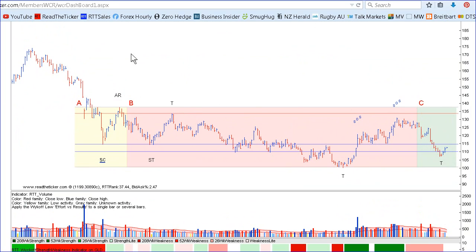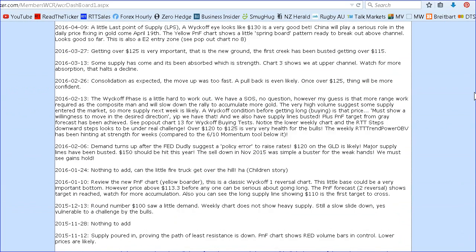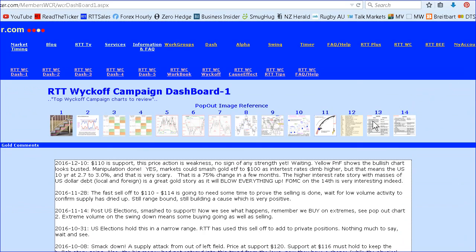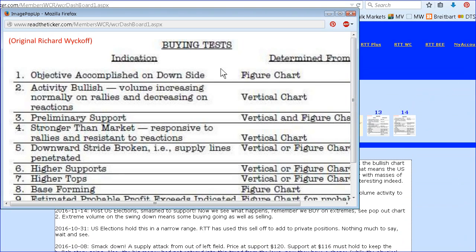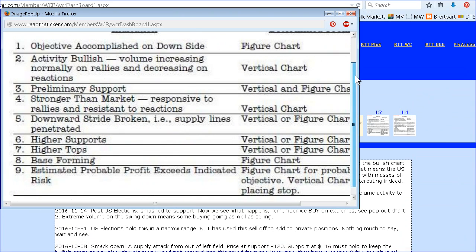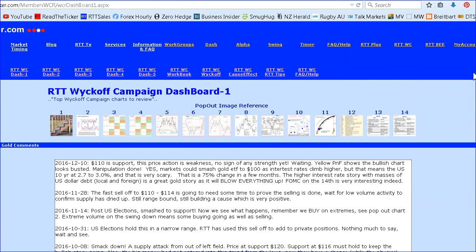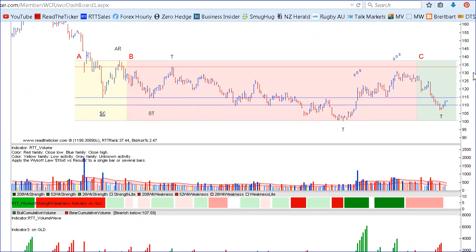And obviously if part of the Wyckoff world, you've got some tests to go through. Buying tests, we want to see objective accomplished to the downside. We want to see some increasing normal rallies, which we've seen. Preliminary support, we've got that. Stronger market response to rallies, we're starting to get that now. Downward trend lines have been broken. Higher supports, higher tops, we're getting that. The base is well formed, so there's nothing wrong at the moment, coming along with our Wyckoff test and accumulation.